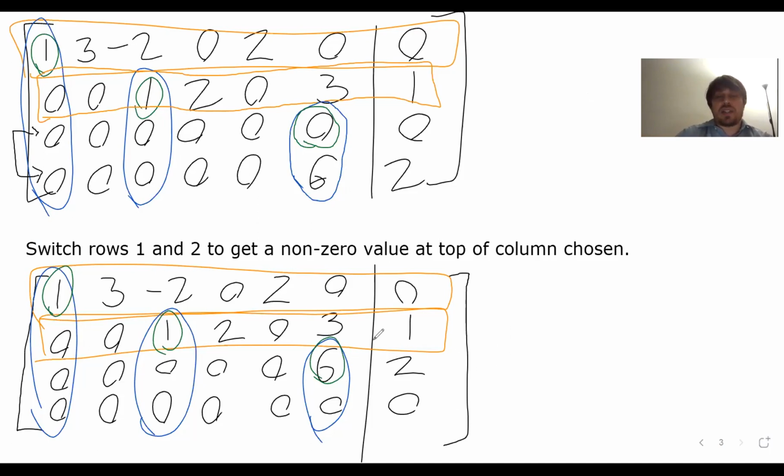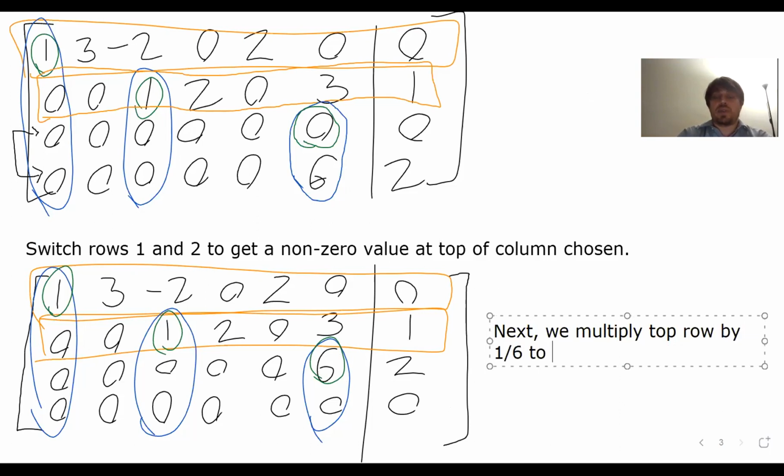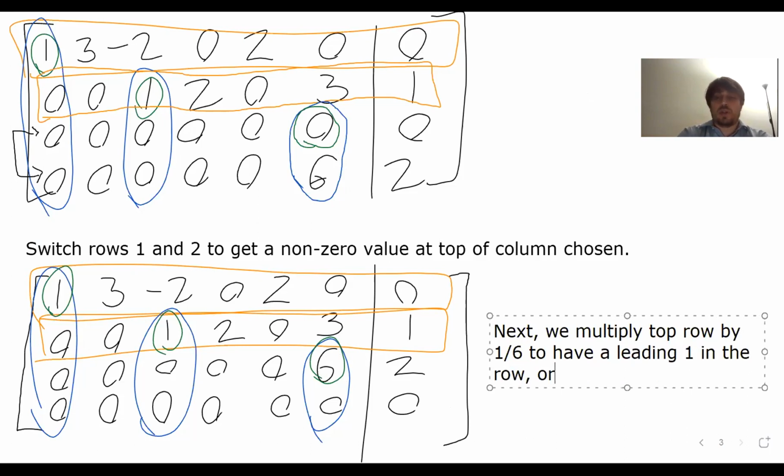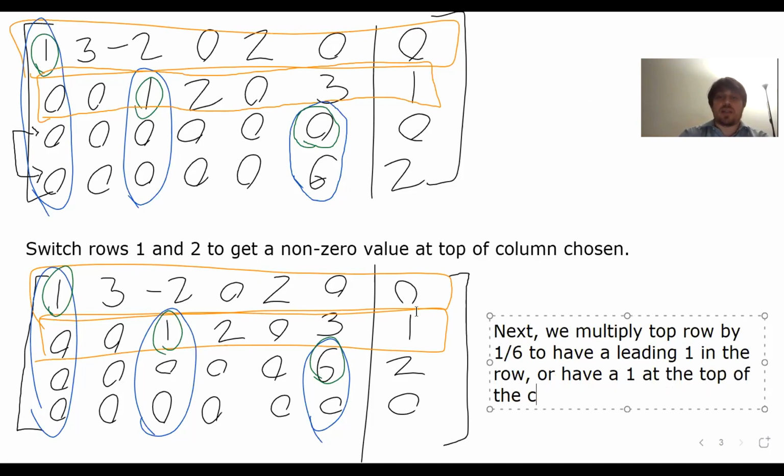Okay, so now that we have that, our next step is going to be to just multiply the top row by 1/6. So that way, instead of having 6 here, it's a 1. And so what we want is a leading 1 at the top of this non-zero column. Okay, so I'm going to write that in text right here. So next, we multiply the top row by 1/6 to have a leading 1 in the row, or have a 1 at the top of the column we chose.